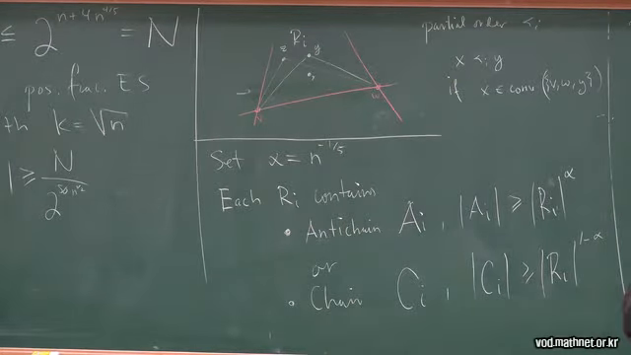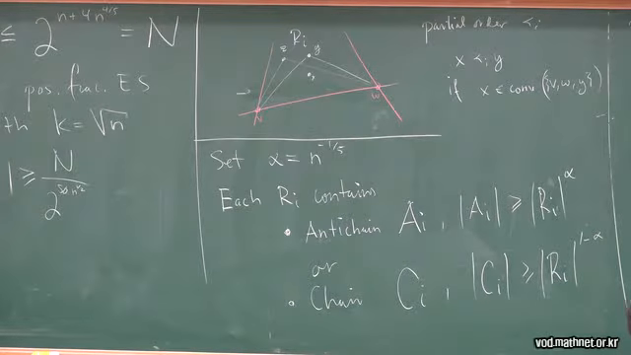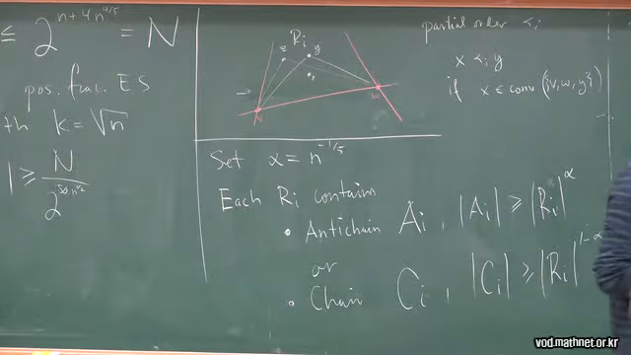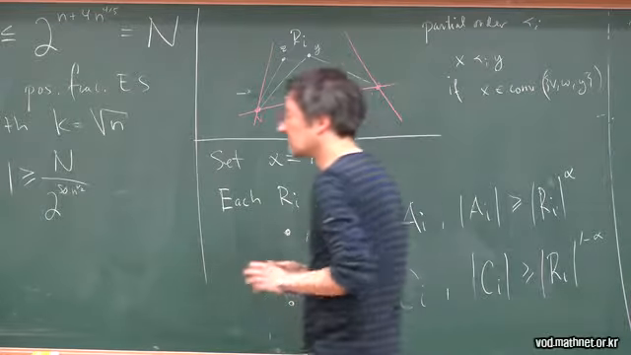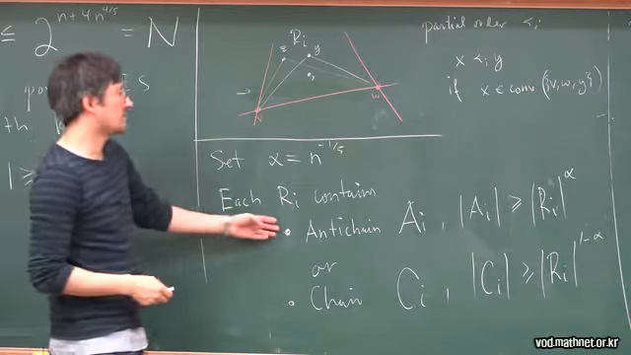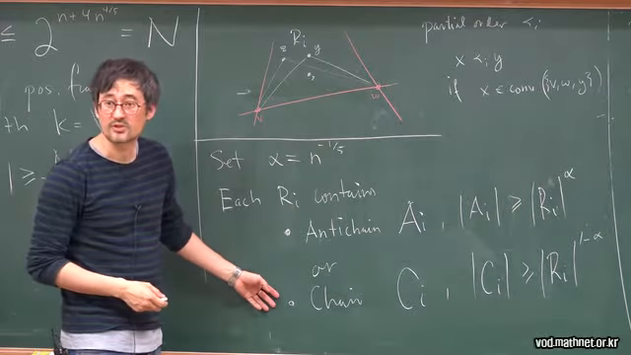Do you really want to make alpha n to the minus 1 over 5? Yes, I do. It looks like you may want to choose alpha as some other value. No, I want to choose it this way. Okay. So in either case, this is a big anti-chain, or this is a big chain.